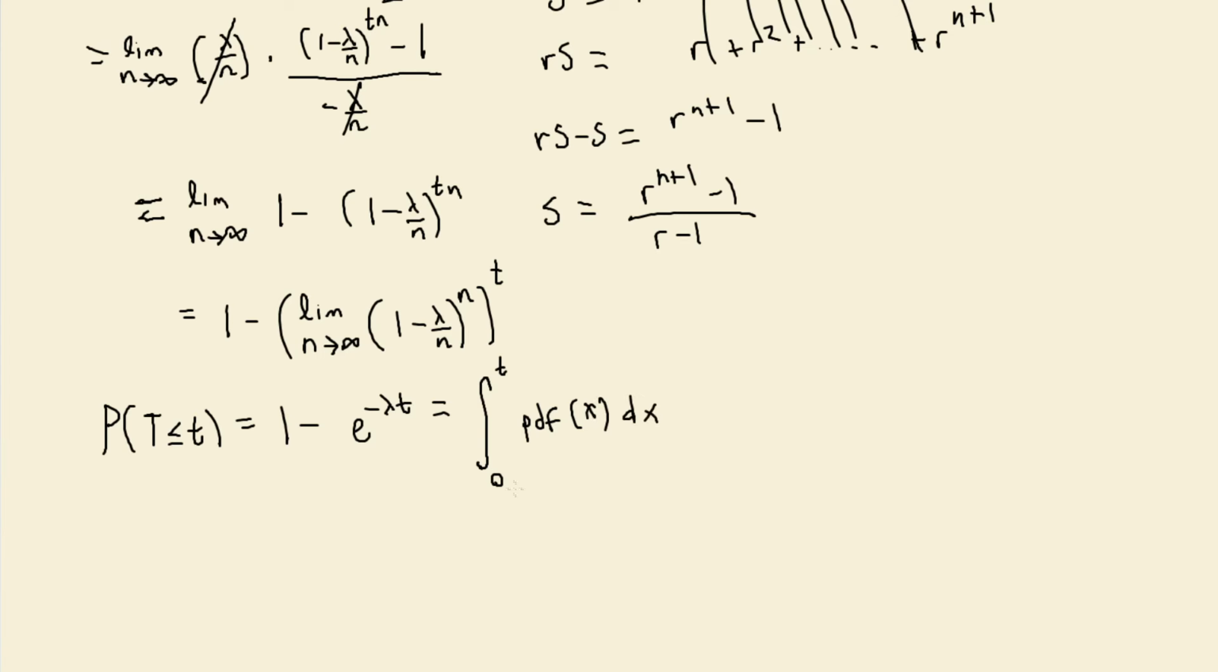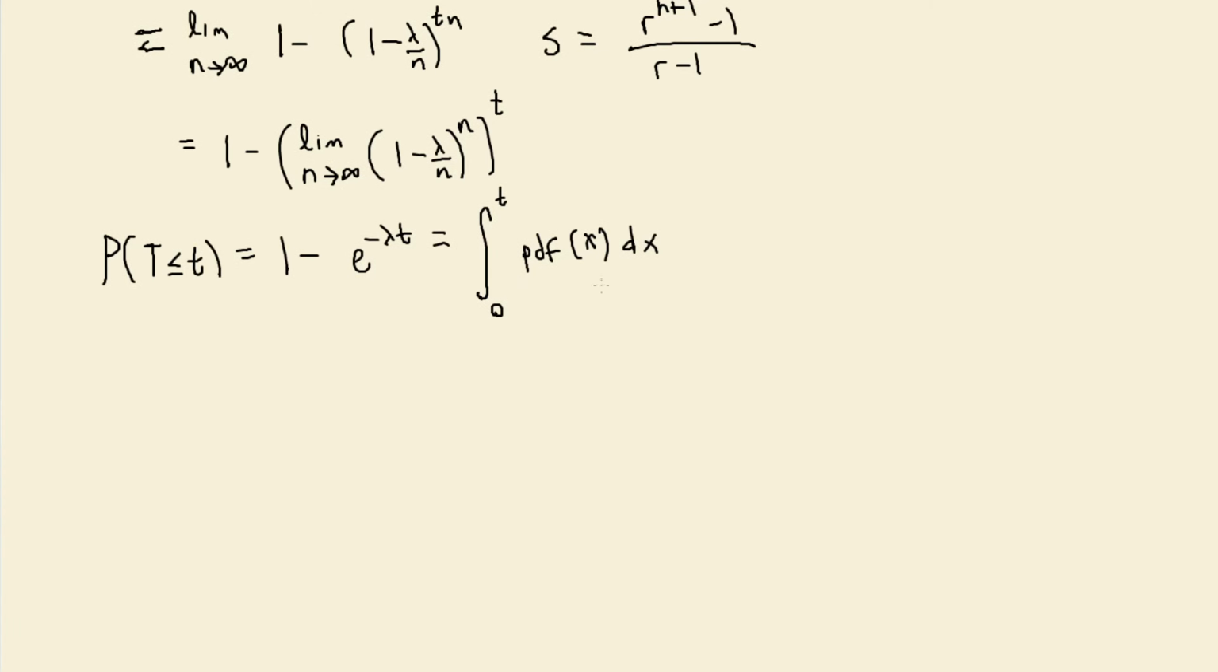And so if this is equal to 1 minus e to the negative lambda t, and we want to solve for this inner function here, just by the fundamental theorem of calculus, if we were to differentiate both sides here with respect to t, then what are we going to get here? Well, if we differentiate this with respect to t, from the fundamental theorem of calculus, that's just going to be the PDF evaluated at t. And so this will give us the function that we're looking for. This will give us a probability density function.